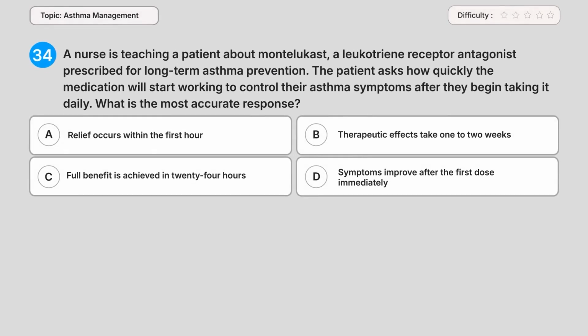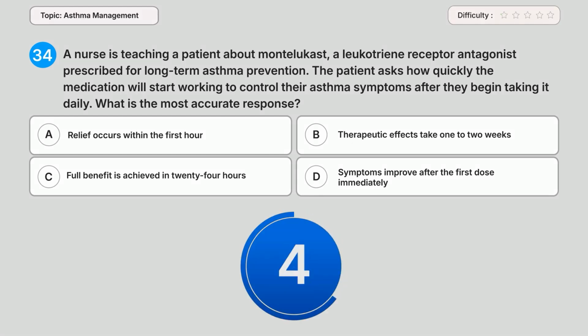34. A nurse is teaching a patient about Montelukast, a leukotriene receptor antagonist prescribed for long-term asthma prevention. The patient asks how quickly the medication will start working to control their asthma symptoms after they begin taking it daily. What is the most accurate response? A. Relief occurs within the first hour. B. Therapeutic effects take 1 to 2 weeks. C. Full benefit is achieved in 24 hours. D. Symptoms improve after the first dose immediately. Can you guess the answer?